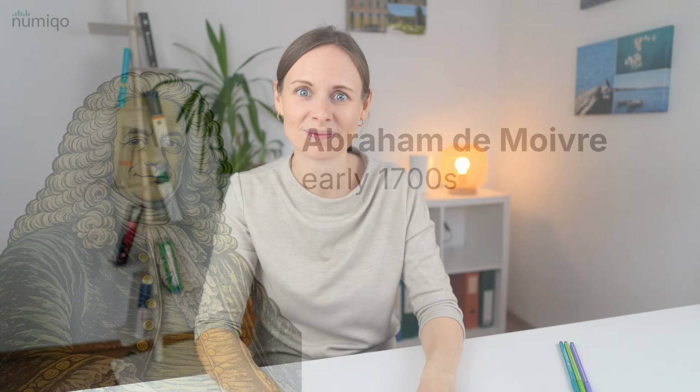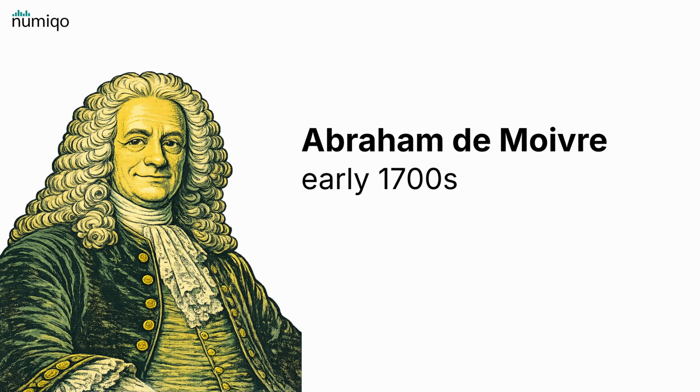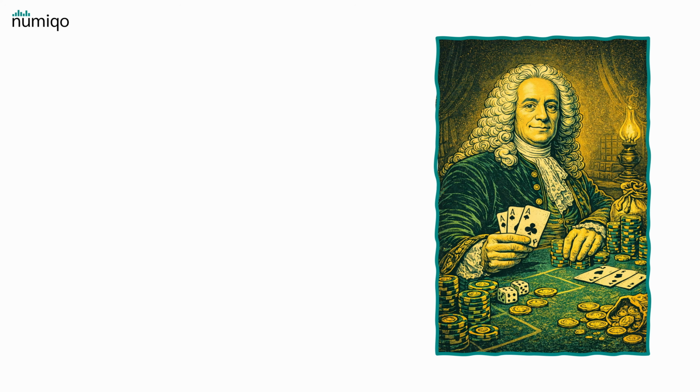So who invented the central limit theorem? Well, it wasn't just one person. It was more like a very long group project, stretching across nearly 200 years. One of the first people to notice the pattern was Abraham de Moivre. He was a mathematician who studied probability. His work was strongly influenced by problems in games of chance. He was kind of a gambling math guy.